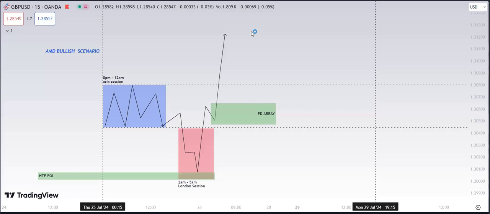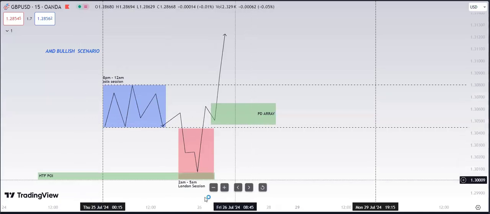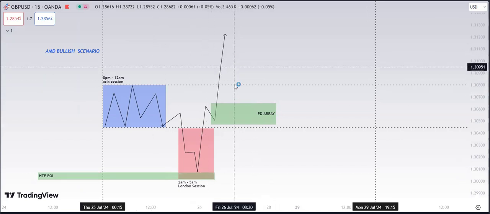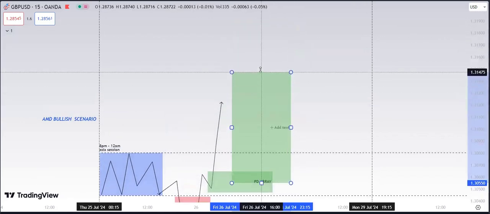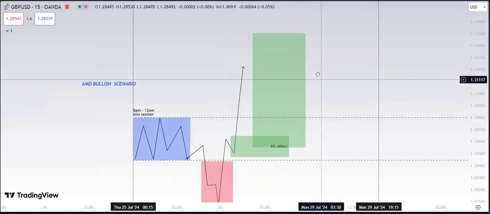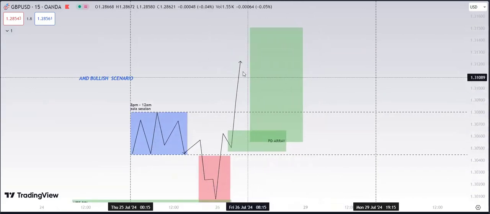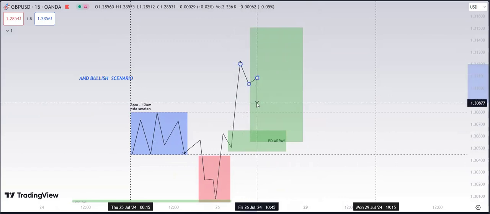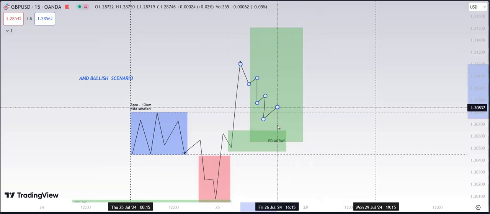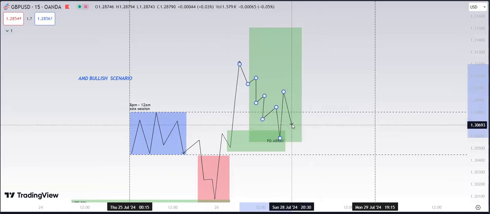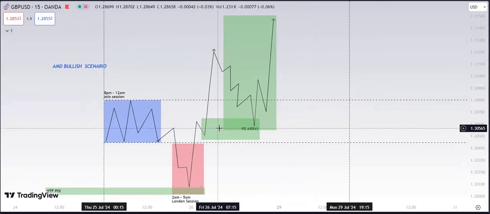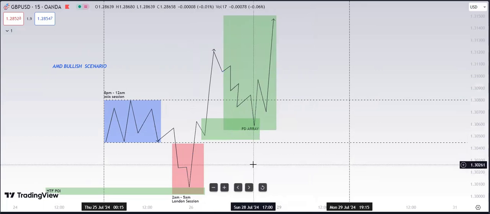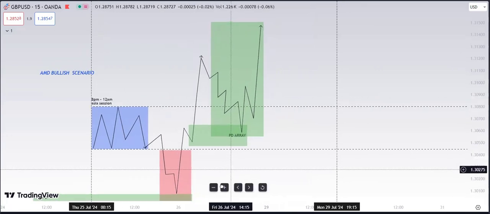So let's continue. Our New York Q zone should happen somewhere here. We want to see price retracement into our POI, which is our PD array. We want to see price retracing into that zone.